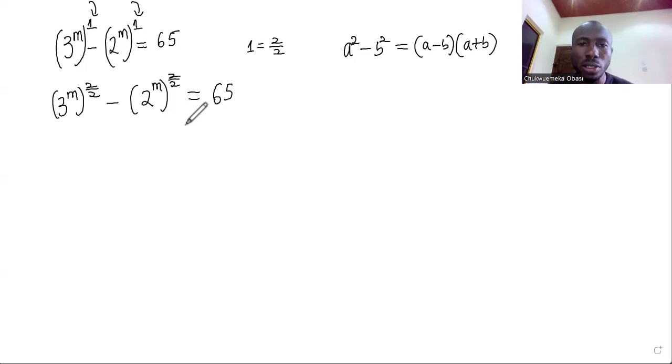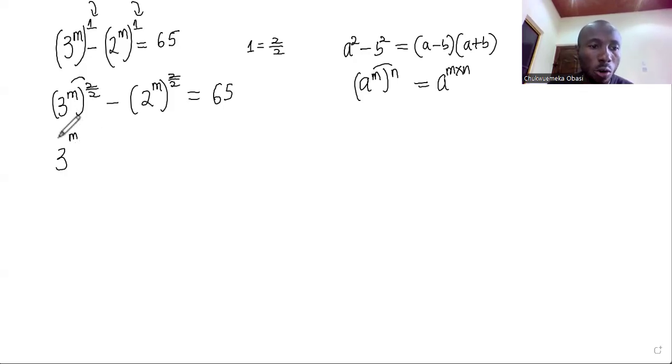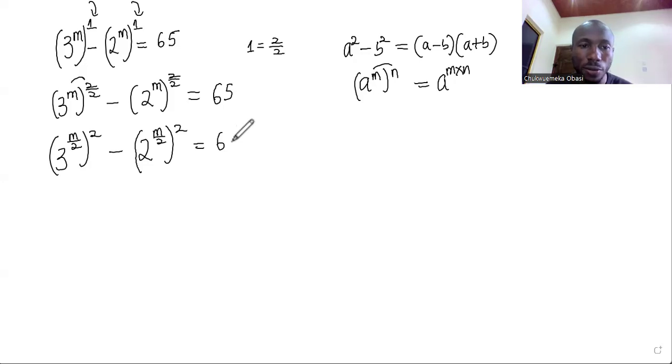Now, to this very point, I want you to remember some of the laws of exponents. If I have a to the m, all to the n, this is the product of exponents. So I can go ahead and write this as a to the mn. I mean, m times n is mn, right? Yes, perfect. That means we can definitely multiply out this exponent. But now I would like to multiply 1 over 2 by m. So that becomes 3 to the m upon 2 all to the power 2 minus 2 to the m upon 2 all to the power 2, and that is all equal to 65.